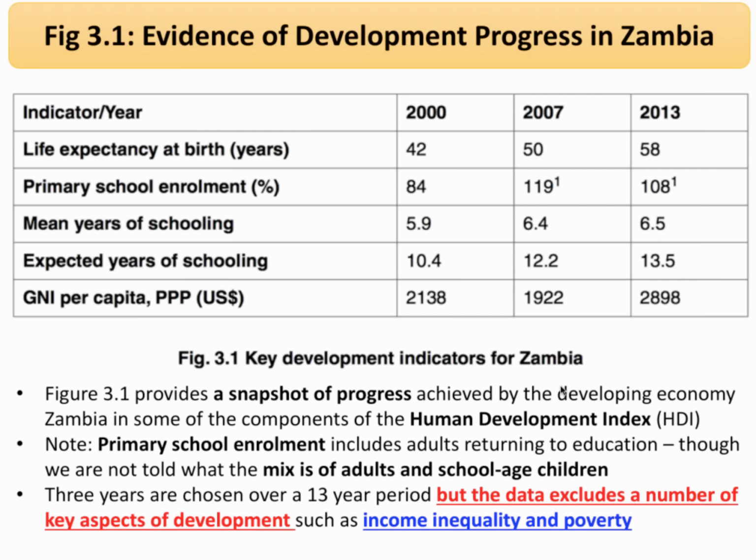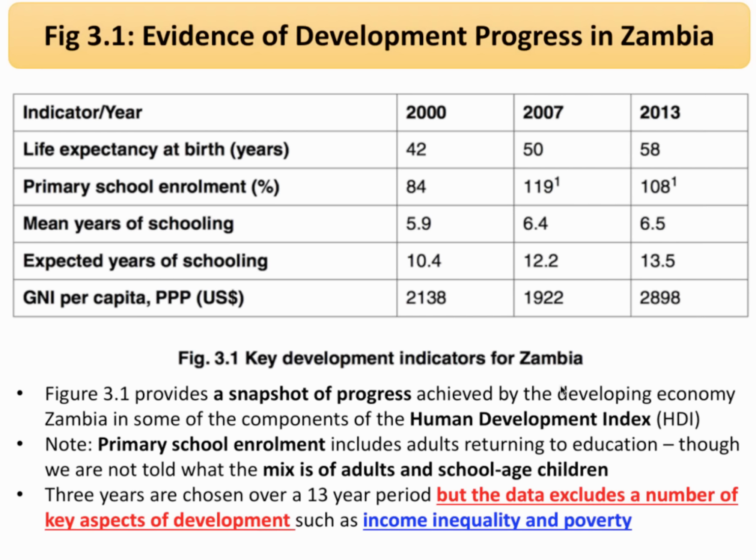So what does figure 3.1 show? It shows basically a snapshot of the 3 elements of the Human Development Index, the HDI. Education, health, per capita incomes, they all have a 1/3 weighting in the HDI measure. And there's some clear evidence here that Zambia has made some fairly significant progress in some aspects of development. Of course, some of the data is missing.